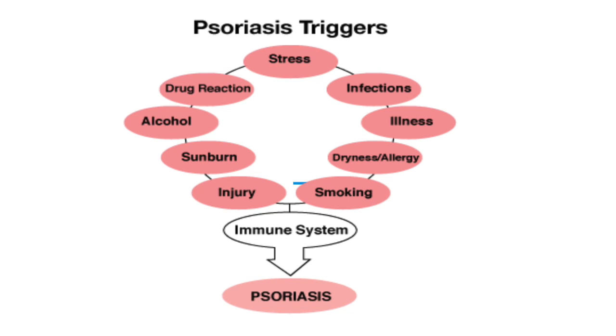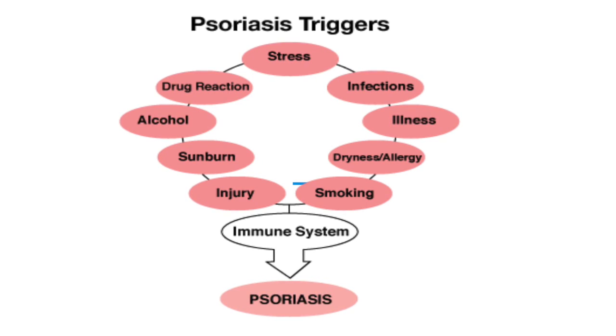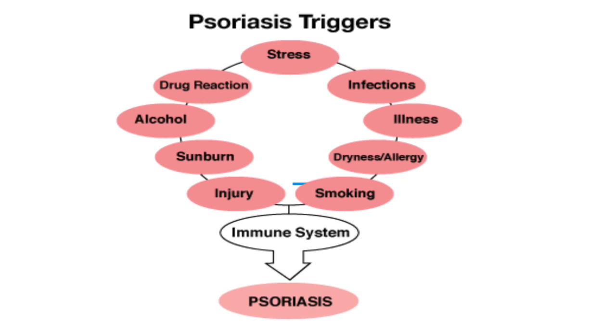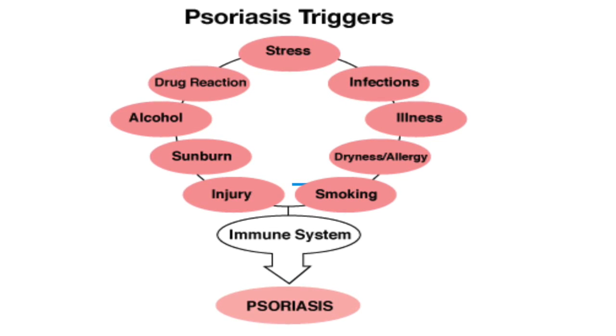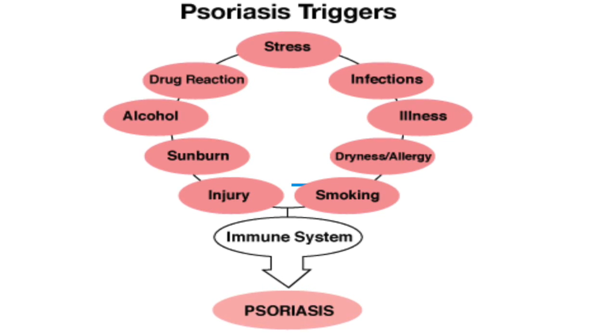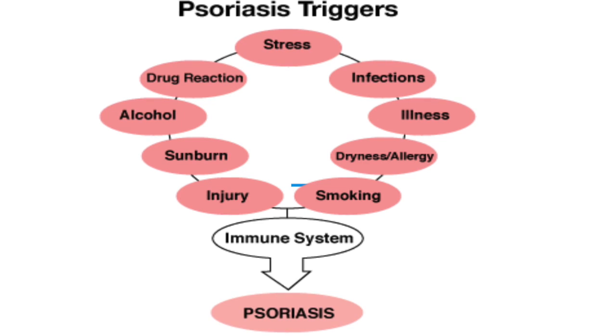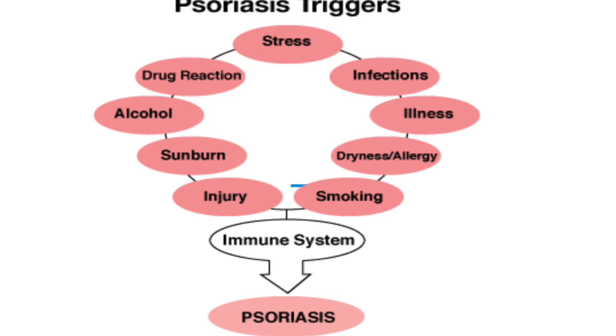And here's just a quick diagram to recap some of the triggers of psoriasis. And if you notice, they're all related in one way in that they all trigger an immune response from the immune system of the person. And this immune system response then causes the symptomatic psoriasis.